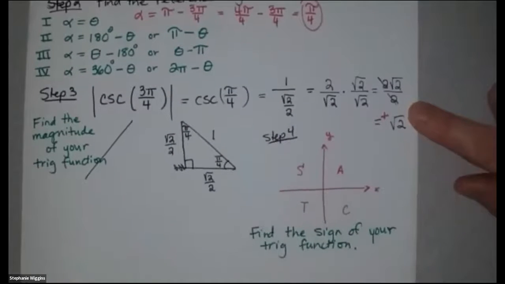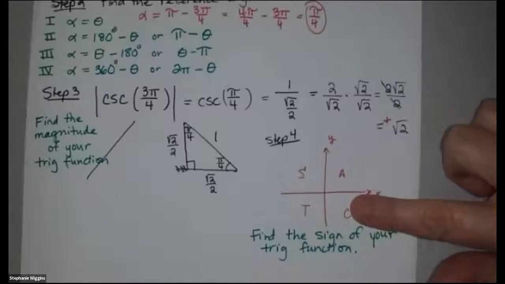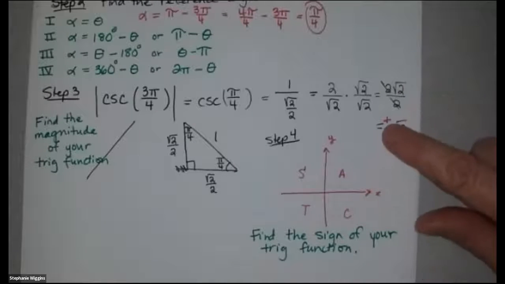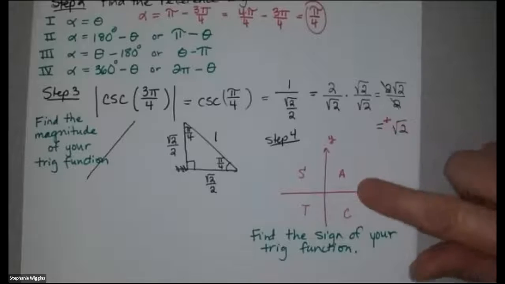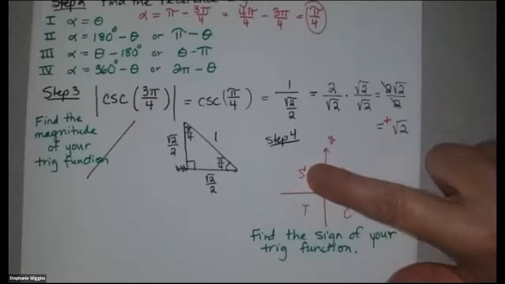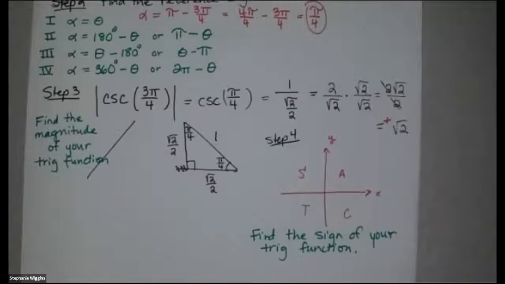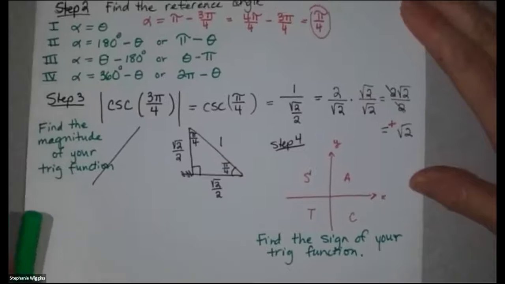And then after you do that, step 4, you use your All Students Take Calculus and you decide, is this positive or negative? And we decided because we're in the second quadrant, sine is positive and therefore its reciprocal, which is cosecant, is also positive. So that's where we got the sign from. So those are the 4 steps. I want to do 2 more examples so you can see how this works again.